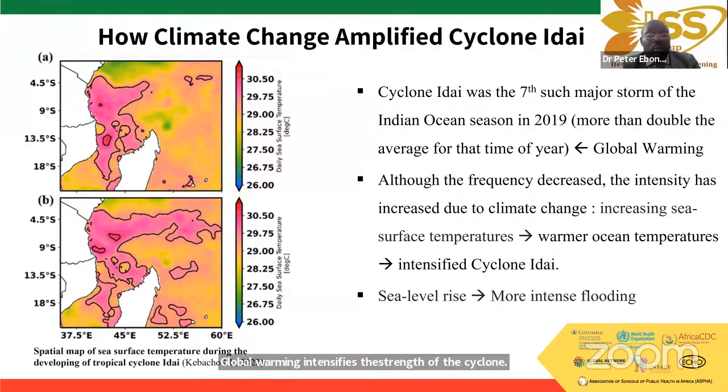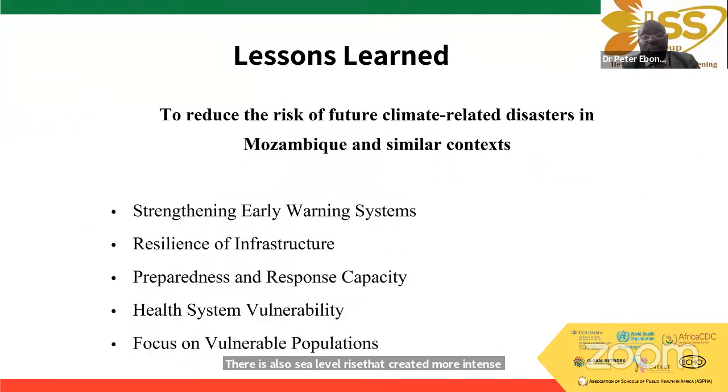So what can we learn from this experience of Mozambique? If we really want to reduce the risk of future climate-related disasters in this context or in any other country with a similar context, we really need to improve early warning systems and better communication to vulnerable populations. Many communities were caught off guard due to limited or delayed alerts, underscoring the importance of real-time accessible disaster warnings.